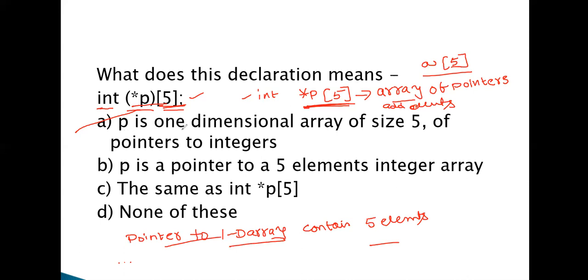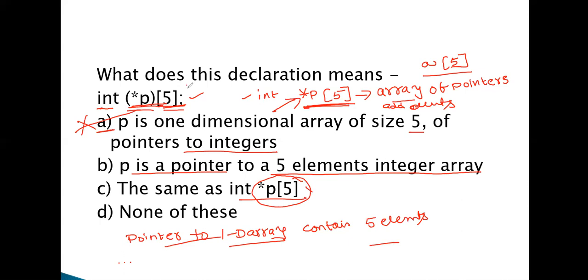Observe the options. P is a one-dimensional array of size 5 of pointers to integers. Wrong. This option belongs to the first declaration. P is a pointer to a 5-element integer array, the same as int *p? No. Why? That is a pointer array which contains addresses of 5 elements, but this is a pointer which points to an array. That is the main difference. You got it?